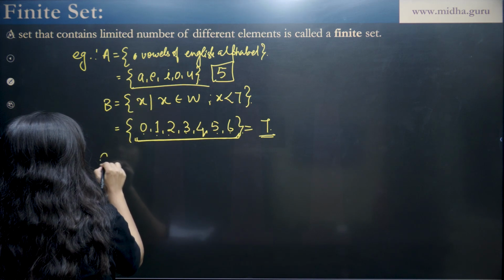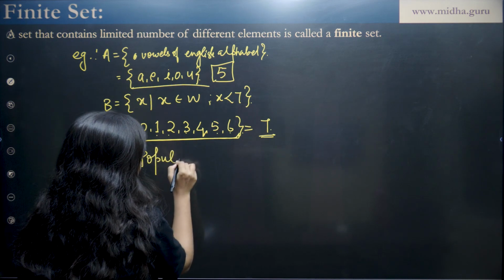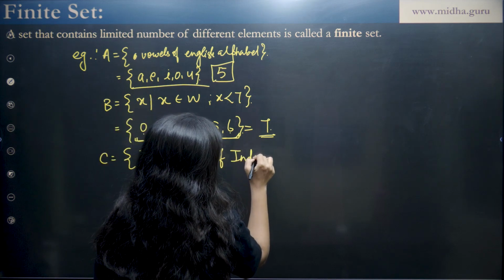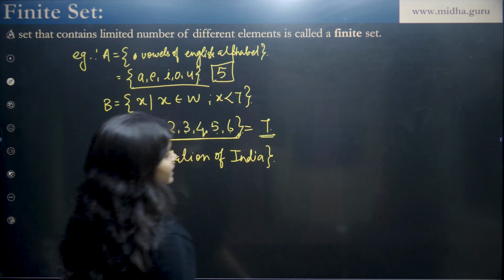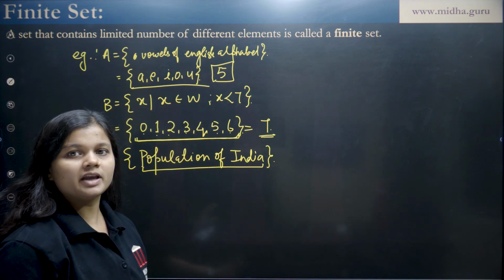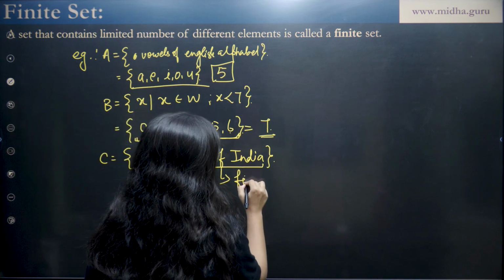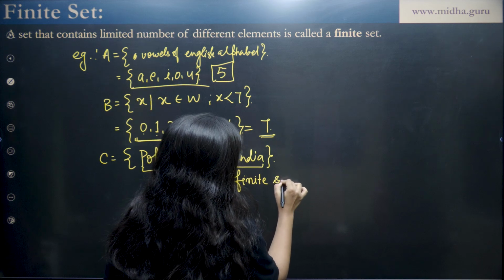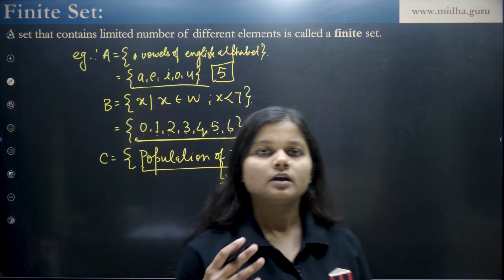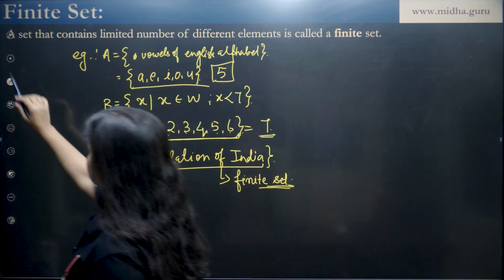Let's take one more example, C, population of India. So is this an example of finite set? Yes, obviously, although it is very large, it can be calculated, right? So it is also an example of finite set. So finite sets are those sets whose elements can be calculated. That's it. Okay. Now next is infinite set.